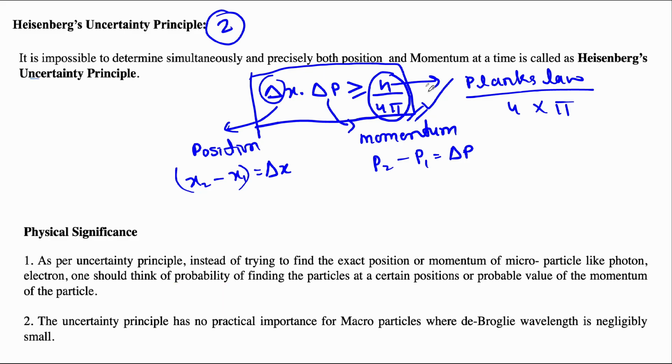momentum and position of the particle. So by this is the first physical significance.